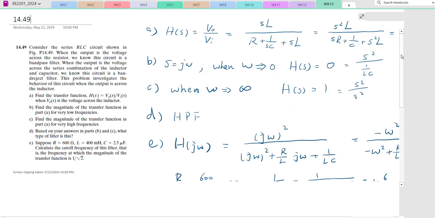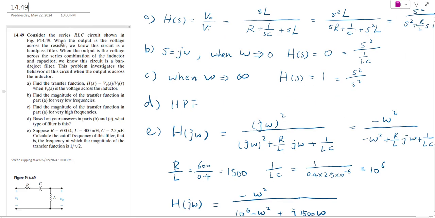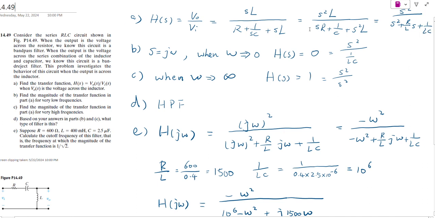Okay, in this one, let me enlarge this one. So we have RLC circuits. We want to find the transfer function for this one. Again and again, this is a voltage divider. So the output voltage across this one is sL over R plus 1 over sC plus sL. Okay, voltage divider. Then we clear terms, do some changes.